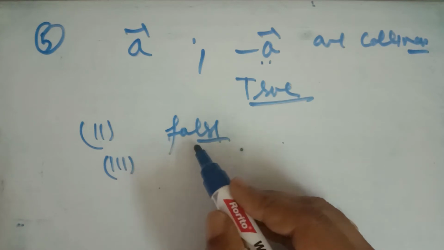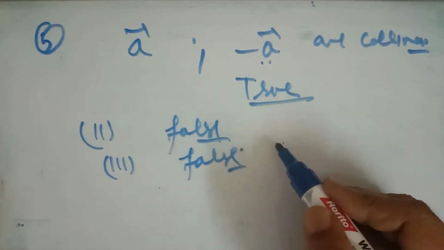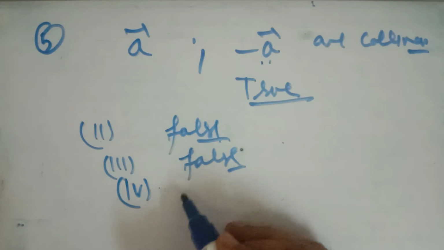No, we have just done in the second part. It is false because the collinear vectors can have different magnitude also. Fourth part: two collinear vectors having same magnitude are equal. No, collinear vectors having the same magnitude are not equal because they can have opposite directions also.